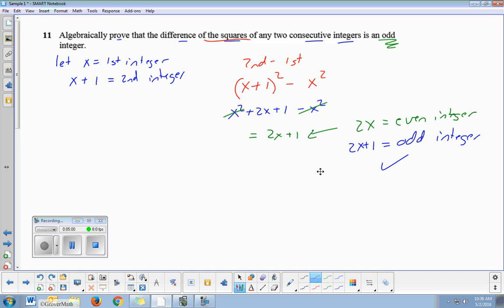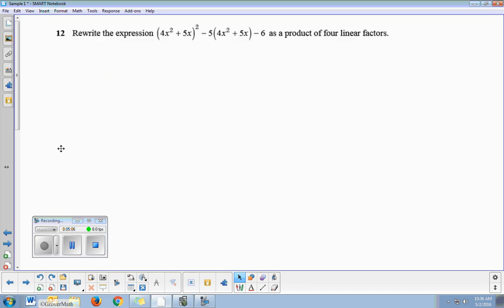More in sentences here, but this is really all that you need. So that's sample number 11. Let's take a look at number 12 too while we're at it.